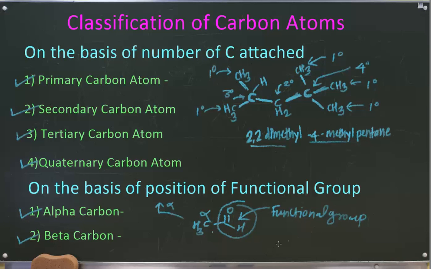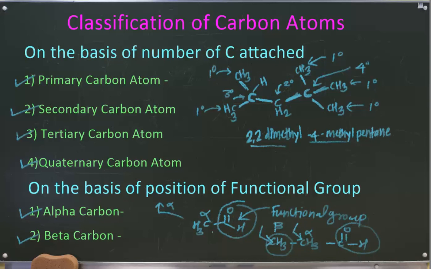If I take another aldehyde which looks something like this, in that case this is the alpha position with respect to the functional group, and this is the beta position with respect to the functional group. That makes this carbon alpha carbon and this carbon a beta carbon.